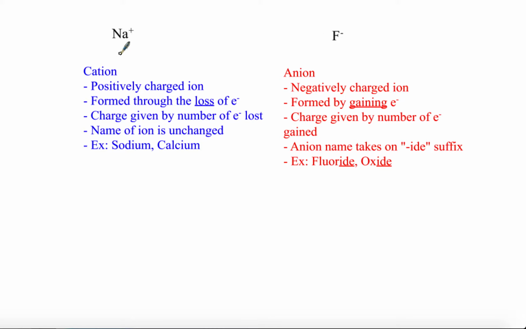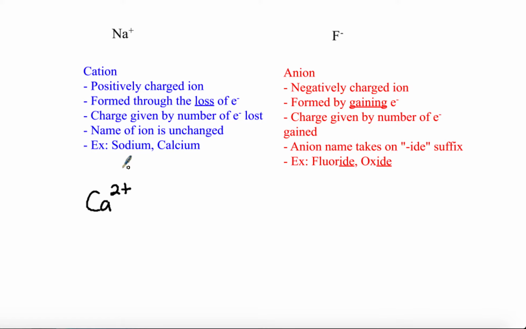The positively charged ions are called cations. They're formed by losing electrons. Essentially, you are losing something negative, so overall the atom becomes positive. The charge of a cation is just given by the number of electrons lost. In the previous example, 1 electron was lost, so sodium is going to become a +1. Calcium, which loses 2 electrons, has a +2 charge.